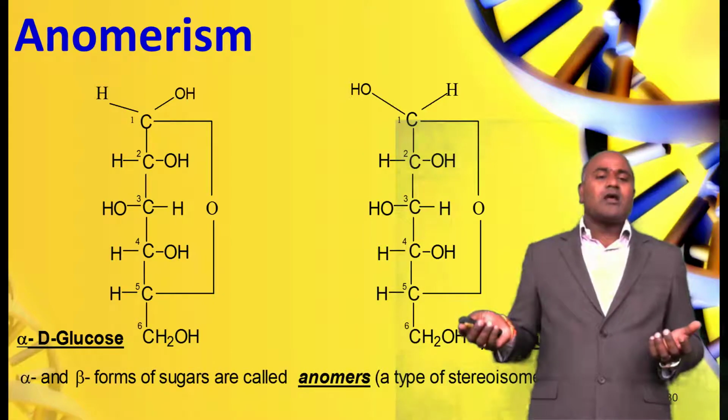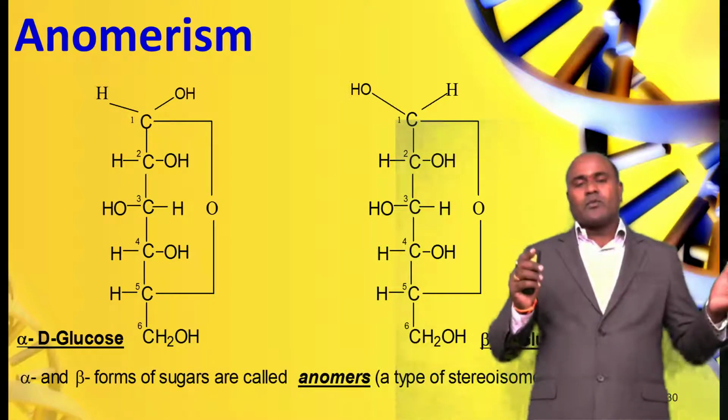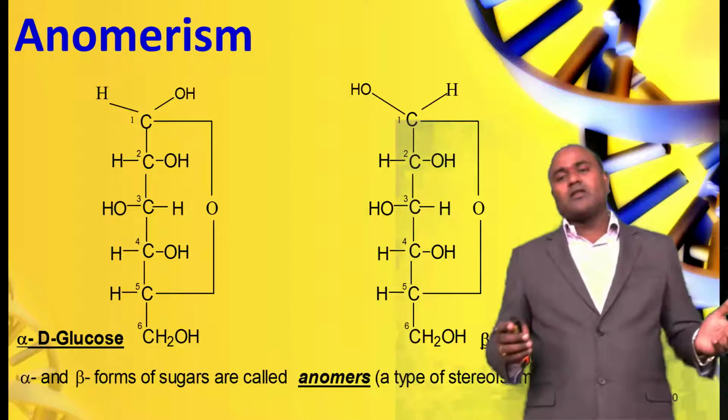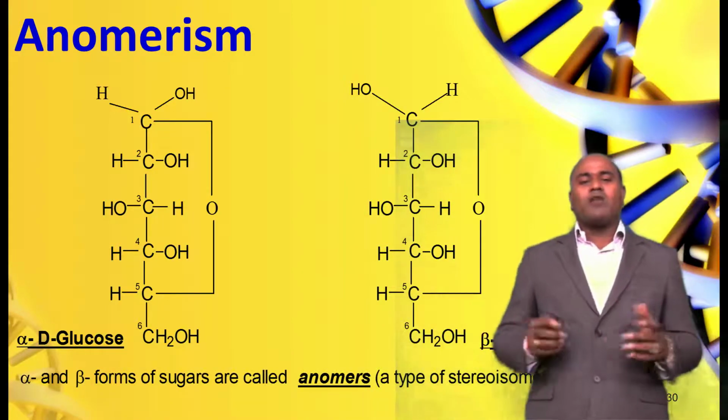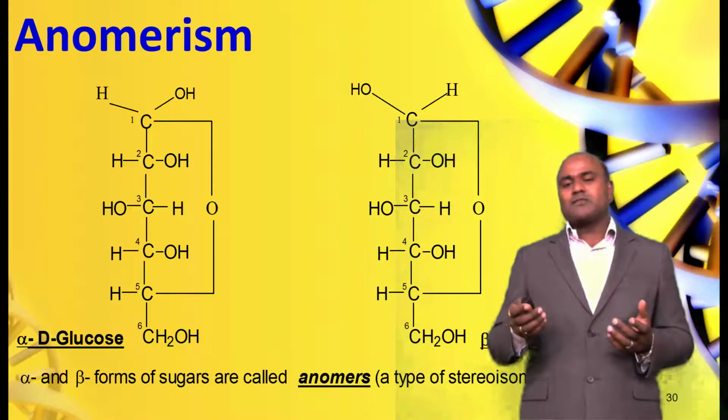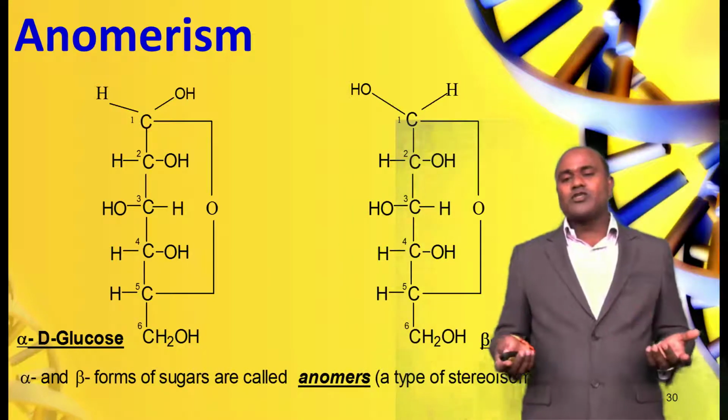If it is on the right side, it is alpha D glucose. If the hydroxyl at carbon position 1 is on the left side, that is beta D glucose. Alpha and beta form sugars are called anomers. This is a type of stereoisomerism.